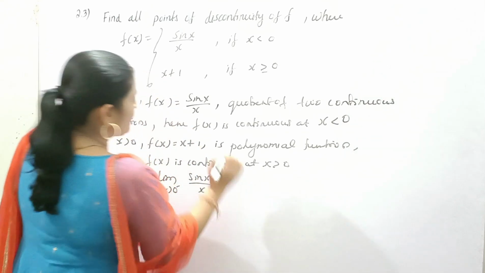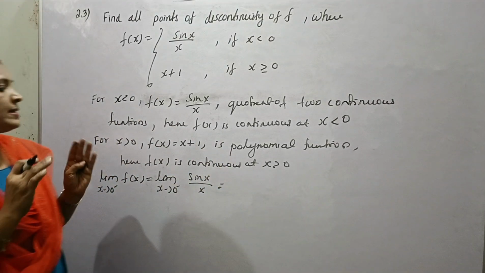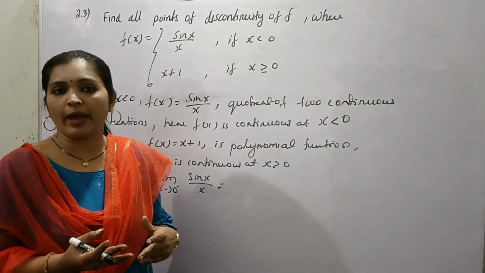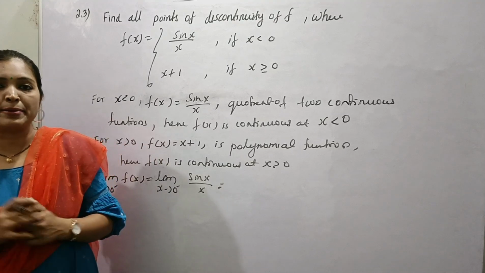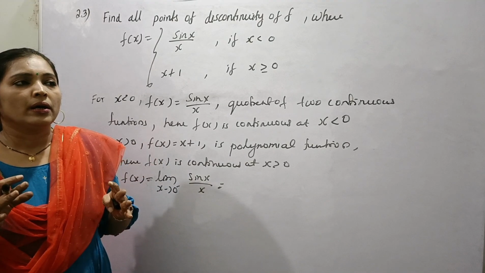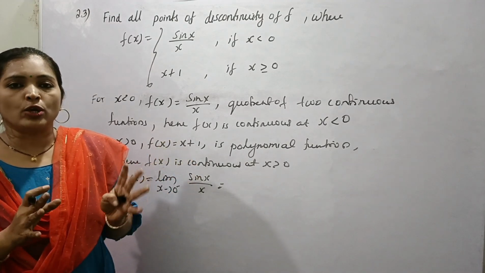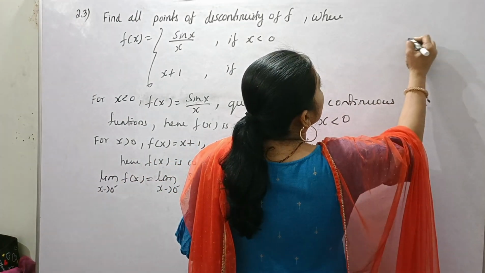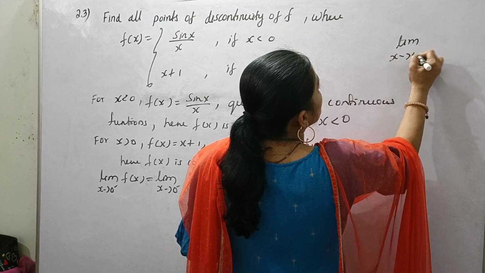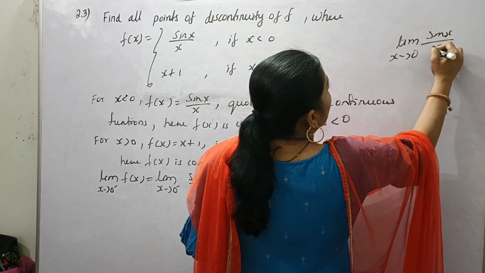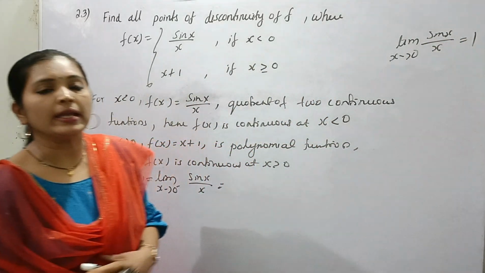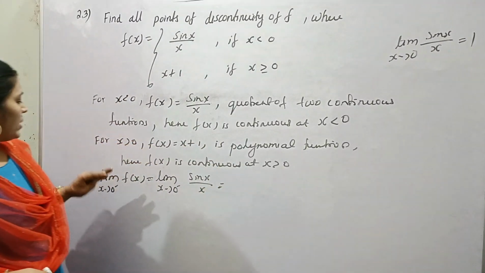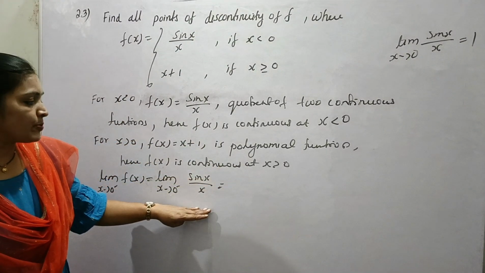Right? Here, limit x tends to 0 of sin x divided by x. In our limit chapter, we have learned some standard limits, right? Some standard formulas we have learned. That is, limit x tends to 0 of sin x divided by x is equal to 1. Okay, in the limits chapter, in class 11, we have already learned it. So limit x tends to 0 minus of sin x by x.